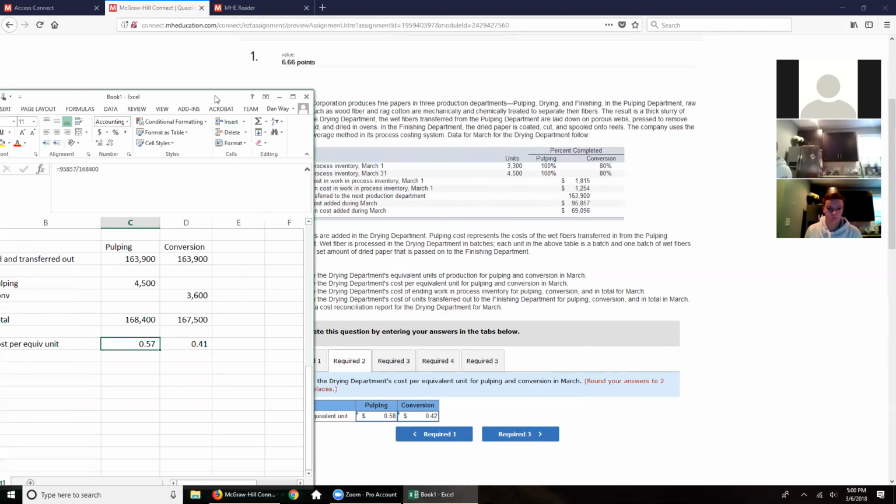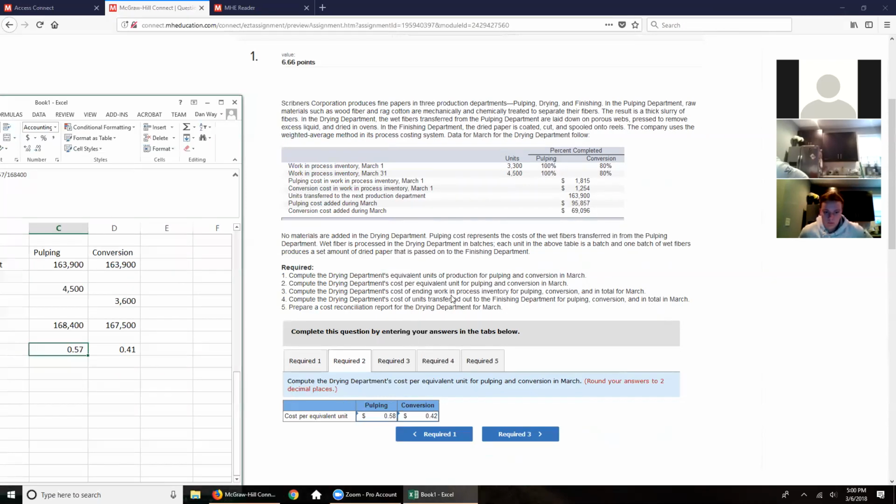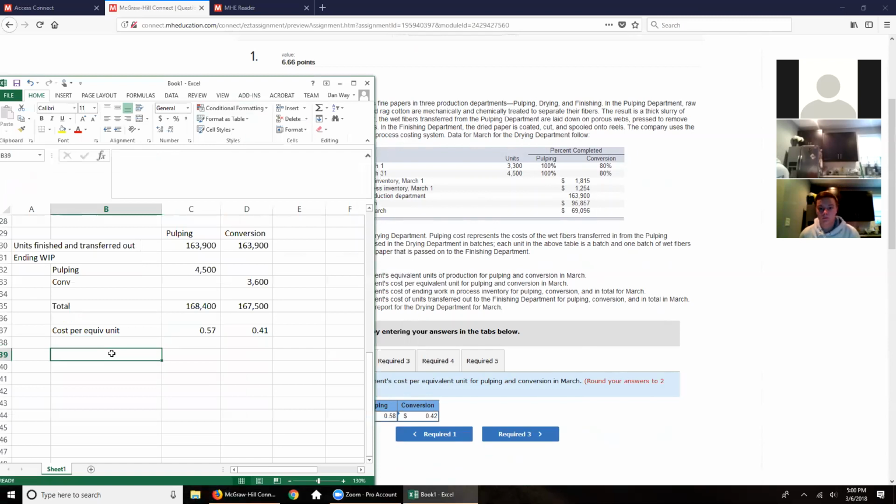And then 3, cost of ending work in process for pulping, conversion, and in total. So cost of ending WIP. Well, we know our cost per equivalent unit, and we know our equivalent units in ending work in process. So if I multiply those two, that should give me the cost of ending work in process.